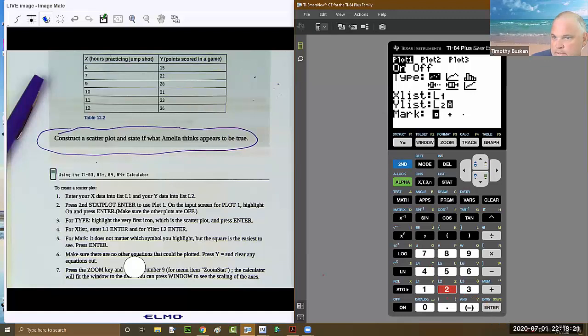And now I'm ready to, let's see here, I guess I'm following these directions. Just press graph zoom 9. For the mark, it doesn't really matter how you want it to mark your points. Make sure there are no other equations. So this is an important step here in step 6 right here. Make sure there are no other equations that could be plotted. Okay, so to do that, you're going to press the Y equals button.